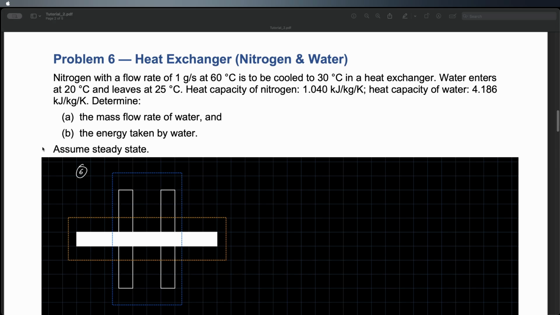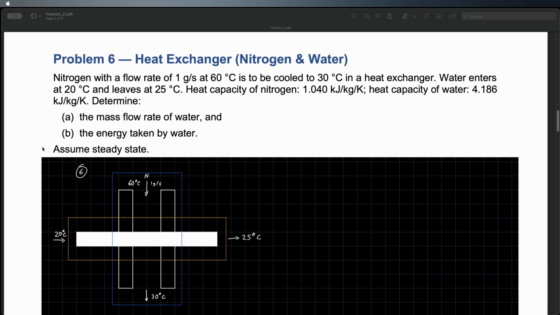Let's see, what do we have? We have that nitrogen with a flow rate of 1 gram per second. So here we've got nitrogen coming in at 1 gram per second. It comes in at 60 degrees C, and it should be cooled down to 30 degrees C. We also have water entering here at 20 degrees C and leaving at 25 degrees C.